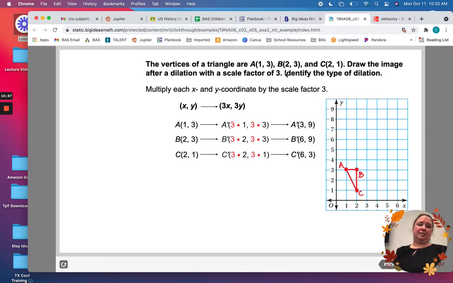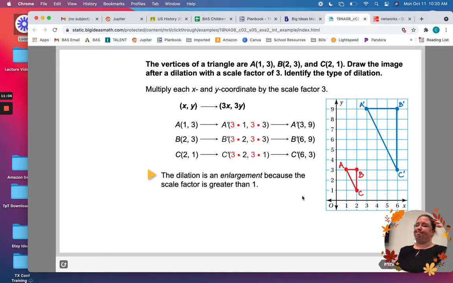The last statement it asks you is to identify the type of dilation. Oh, the red is the beginning one. I was like, that makes no sense. So they drew the beginning one, but that's fine. You don't have to. The blue one is the new sketch, so yours in your journal should be the blue one. And yes, it was an enlargement.